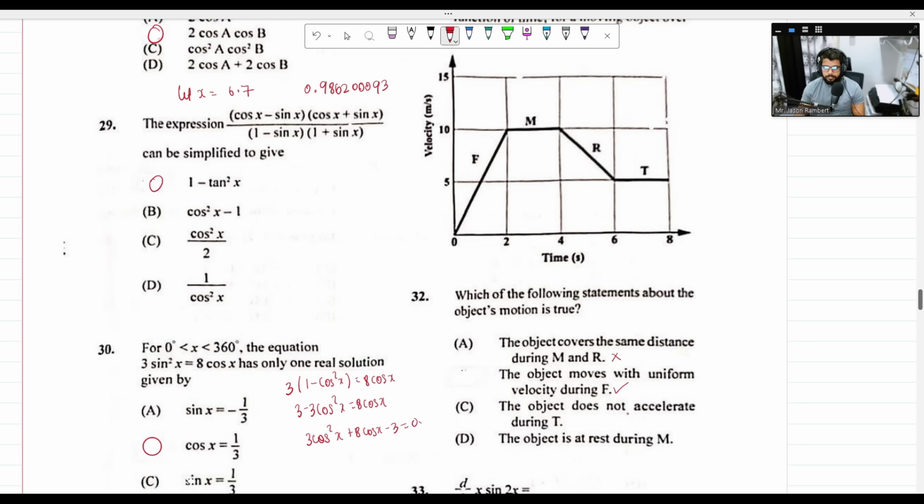So B is true. Part C, the object does not accelerate during T. So during T, it's constant velocity. So the particle doesn't accelerate. There's no acceleration because there's no change in velocity. All right? So this is also true.